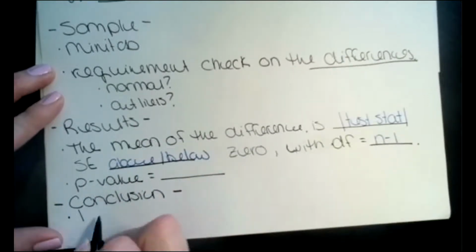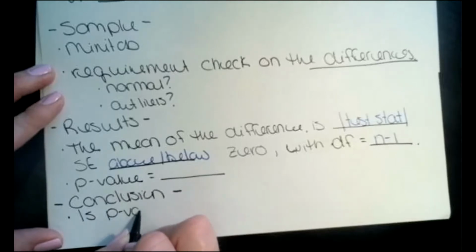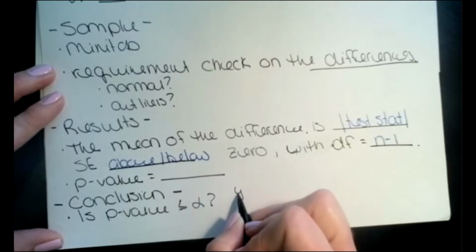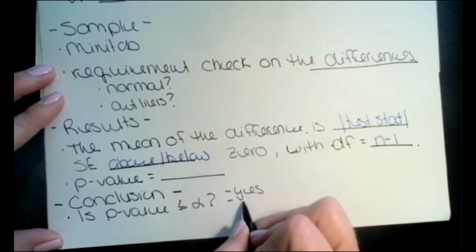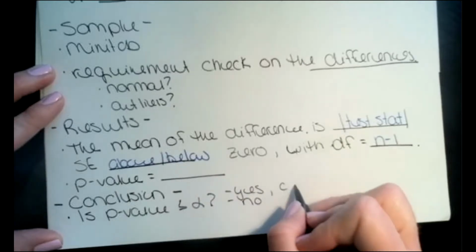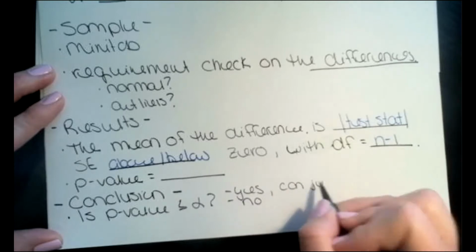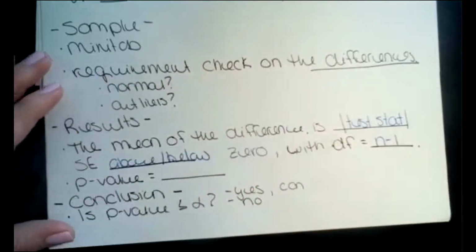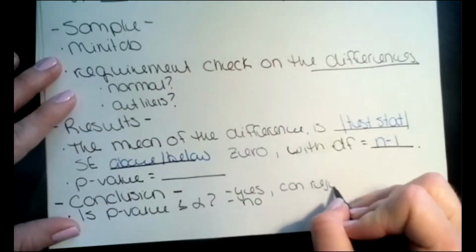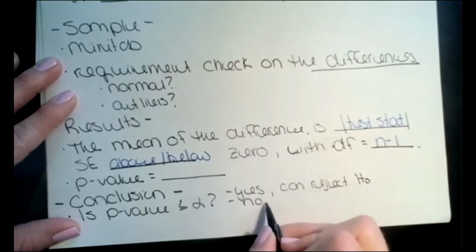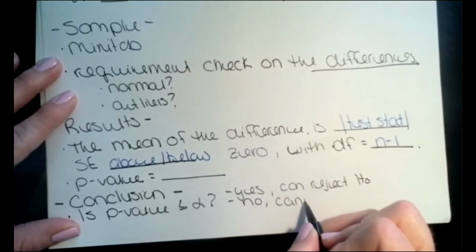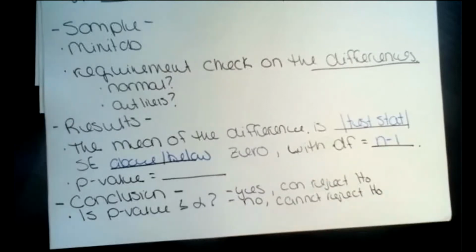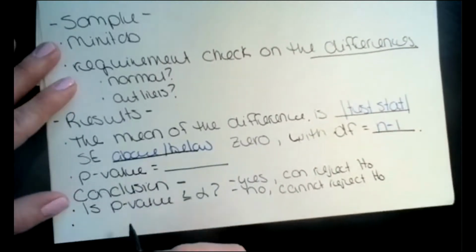So I have a couple things. Is the p-value less than or equal to my alpha? It's going to be a yes or a no. If it's yes, then we can reject my null. Oops. See, there it goes. Reject, it must be because it's Monday. And if it's a no, then that means I just cannot reject my null, right? And then I'm going to have my same statement.